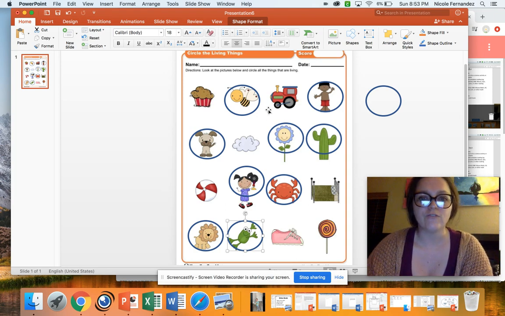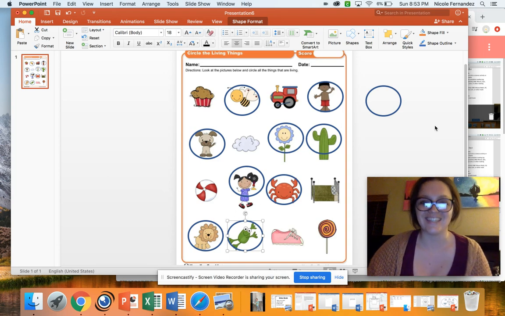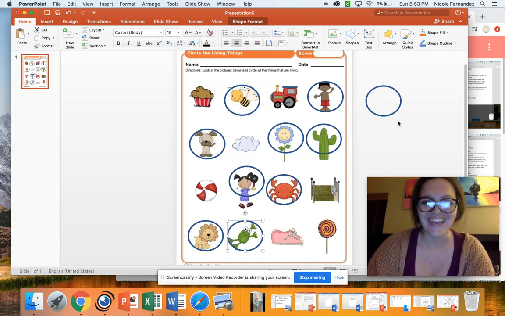Okay, so if you at the beginning counted and you got 1, 2, 3, 4, 5, 6, 7, 8, 9, you were correct and you found all the living things on the page. Okay, so when you're completing your circle map in science today, you can use some of these pictures to help you, or you can come up with your own. Okay, have fun.